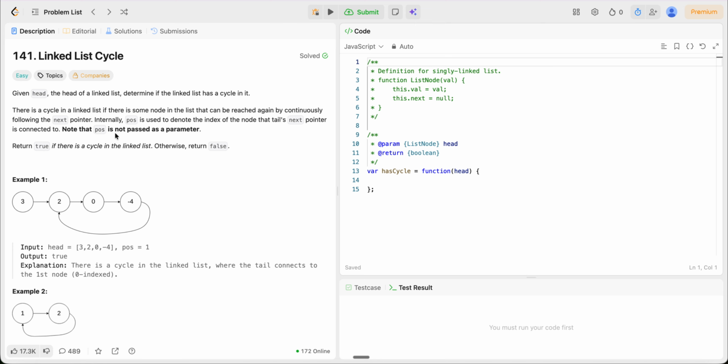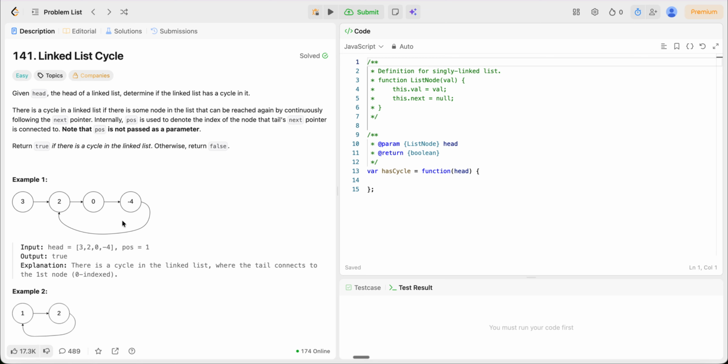Note that position is not passed as a parameter, so we don't really have to worry about this. They have just given us how they are maintaining it internally. Return true if there is a cycle in a linked list, otherwise return false. So they have given you a linked list, and if there is a cycle we have to return true, if not we have to return false.